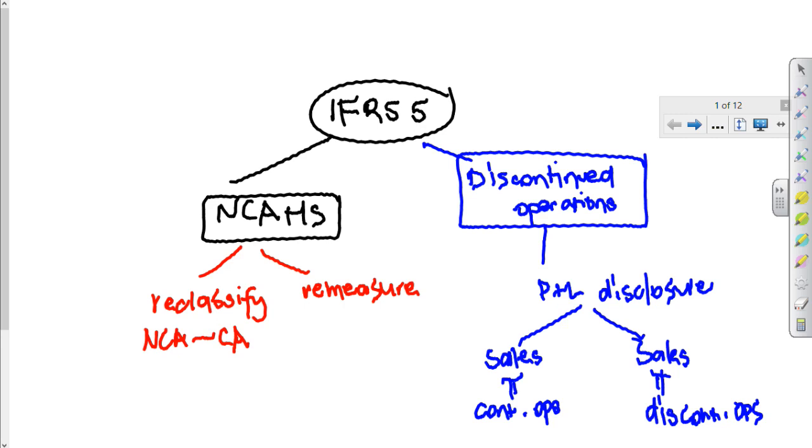So you can see that the one element has to do with SFP, the other side has to do with P&L. And we're going to do this in 2 lectures. Today we're going to do non-current assets held for sale, and then next week we're going to do discontinued operations. But both of these are dealt with under IFRS 5, because essentially IFRS 5 is dealing with discontinuations or sales when we have long-term assets that we are disposing of or have disposed of or are planning to dispose of. Okay, so non-current assets held for sale.